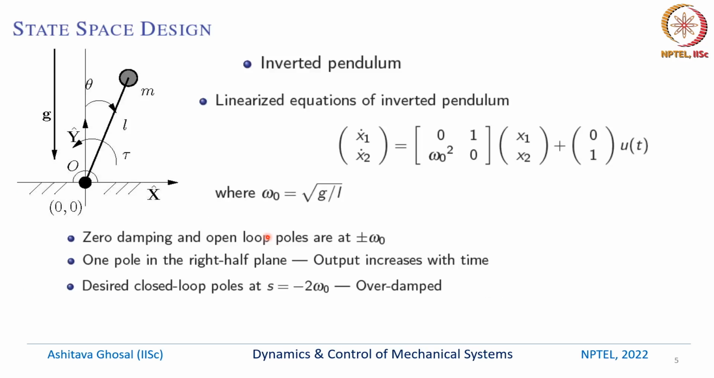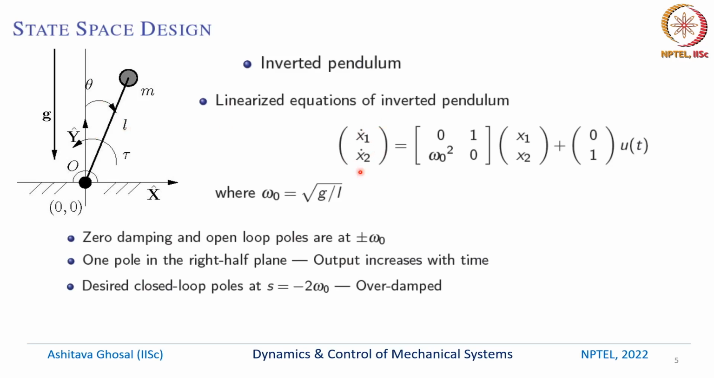Let us take an example to see each of these terms more clearly. So we have this inverted pendulum. So this is a pendulum which is opposite to the gravity vector. It is making an angle theta from the vertical. We can derive the equations of motion. We have derived it earlier. And then we can linearize about theta equals 0.